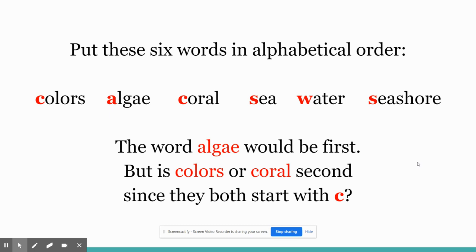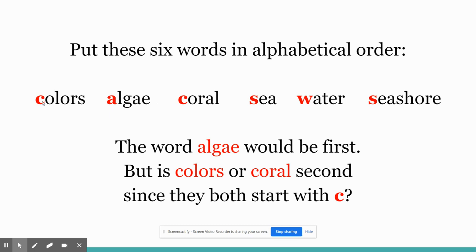So then we would know algae is first, B words would be second, but our list has no B words. So we're moving to the C words, but we have colors and coral. Well, scholars, because colors and coral both start with C, we actually have to move to the next letter, which is O. CO in colors and CO in coral. So they both have the same second letter as well. So we actually have to go to the third letter to decide.